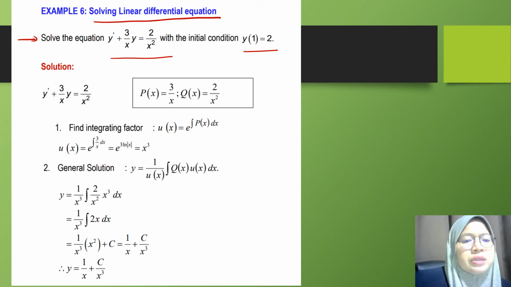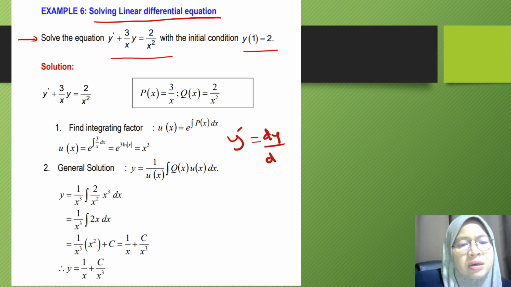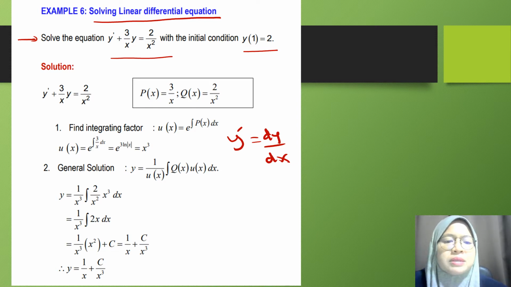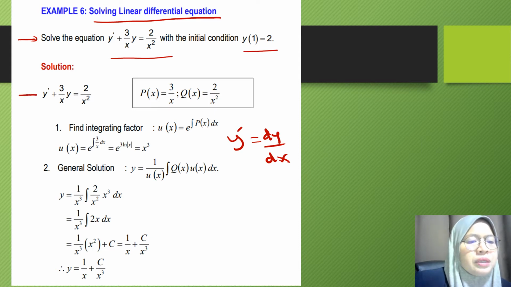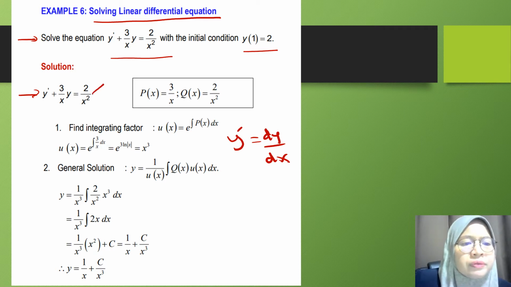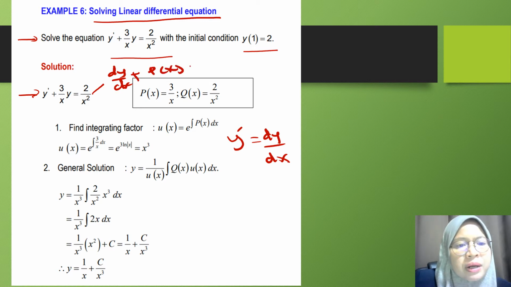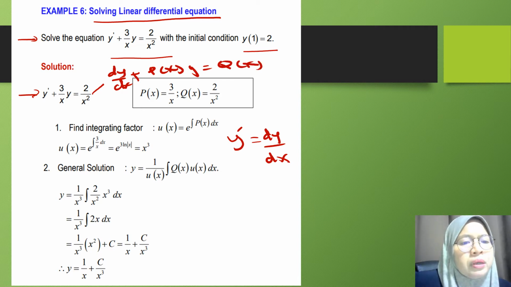Okay, so based on this equation, we have y prime. y prime is equivalent to dy dx, or in other words, y prime is the derivative with respect to x of y. Based on this equation, we identify that it is a linear equation because it is in the form of dy dx plus p of x times y equals q of x. So our p of x here is 3 over x and q of x here is 2 over x to the power of 2.